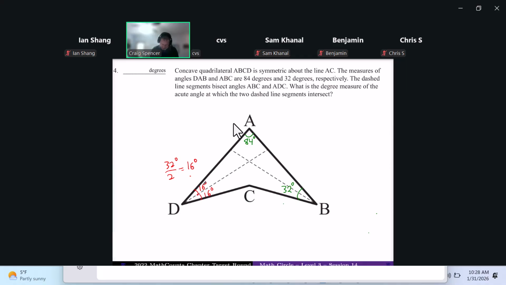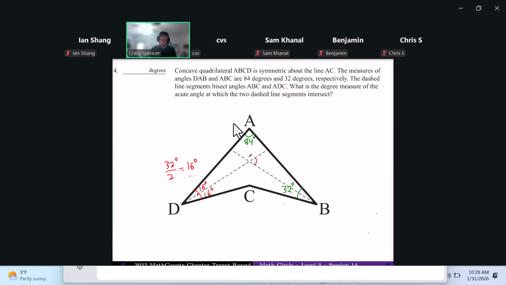Now, that doesn't necessarily seem all that helpful from the get-go because it asks us what is the degree measurement of the acute angle where the dashed line segments intersect. So what we're actually trying to find is this particular angle here. These two angles are the same, so you could find either one because that's the acute one. This one here would be the obtuse one. So it's not totally clear how to directly get this.